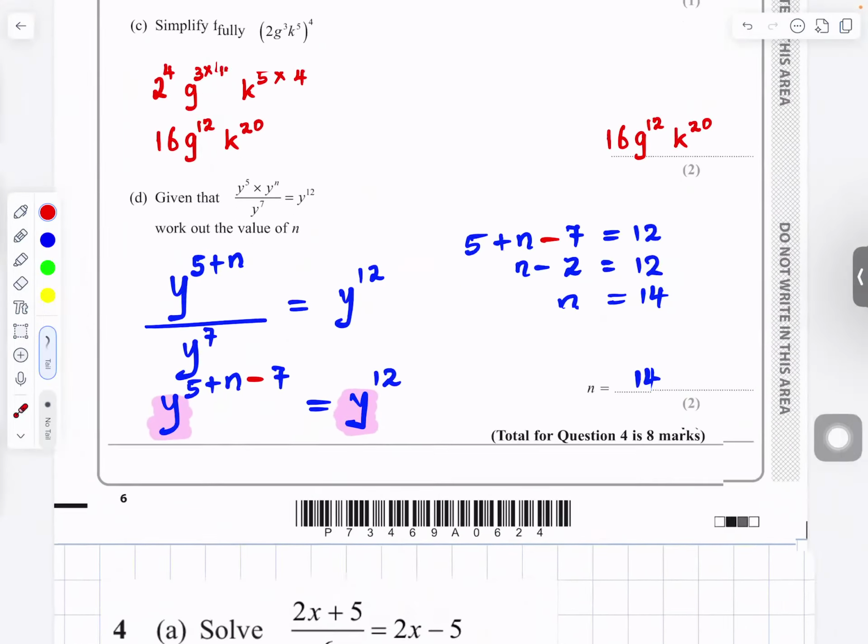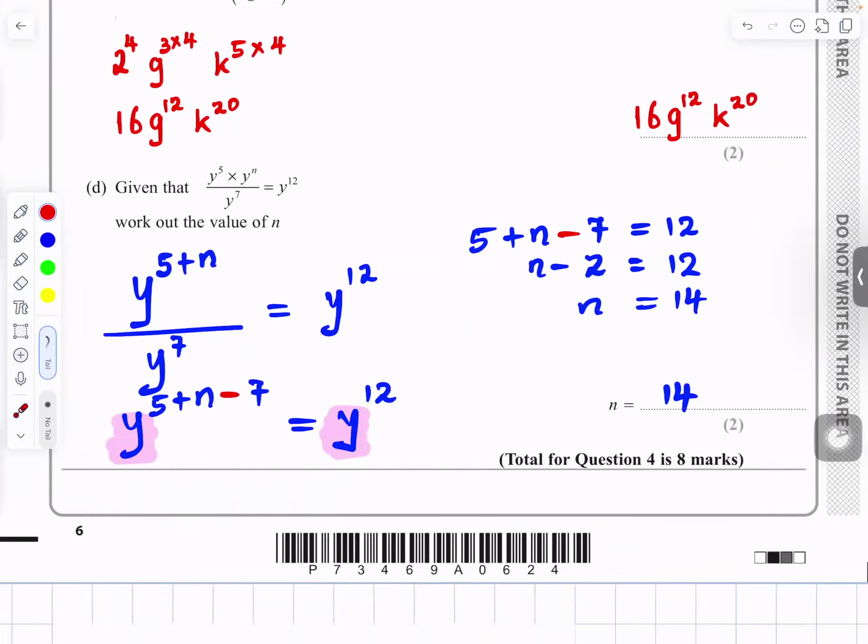So now this is what you have to remember. The y I put there is the base, what I highlight in pink is the base. The other one is the power or index. The base is the same, y and y. If the base is the same, that means their powers have to be the same. You see the y in pink is the same as the y in pink. So that means 5 plus n minus 7 has to be equal to 12.